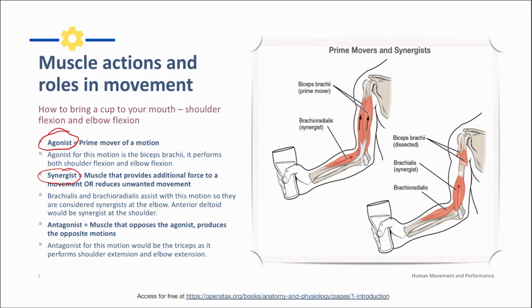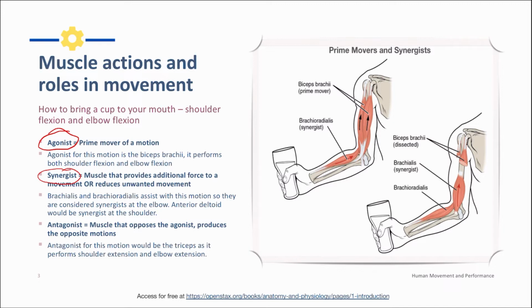Synergists also could be muscles that produce or reduce unwanted movement. For example, if I contract the biceps very forcefully, the biceps also does supination of the forearm. And if I need to counteract that supination so I don't dump over this glass, I could pull the pronator teres into action, and it would counteract the supination part of what the biceps does. So synergists can be either of those two types of roles.